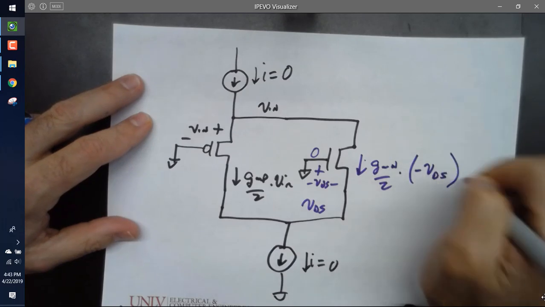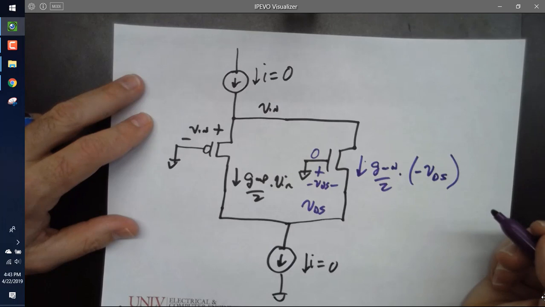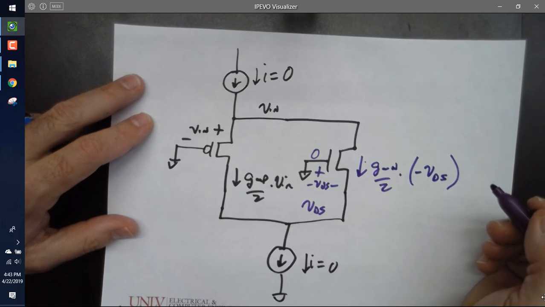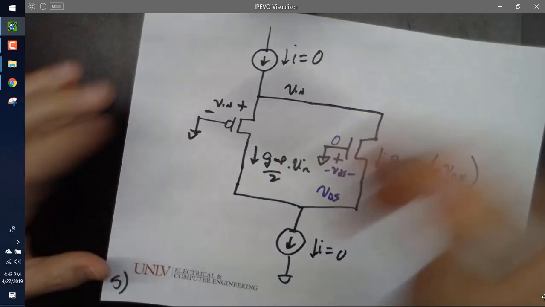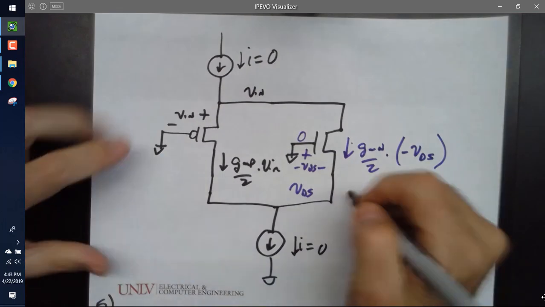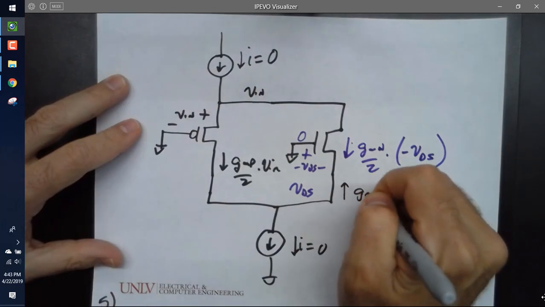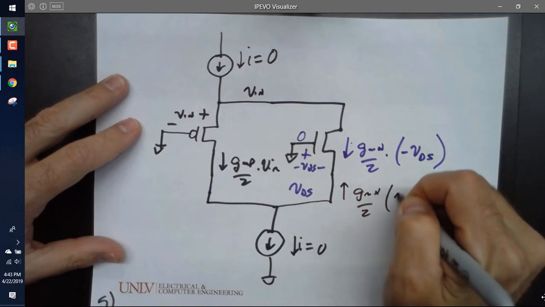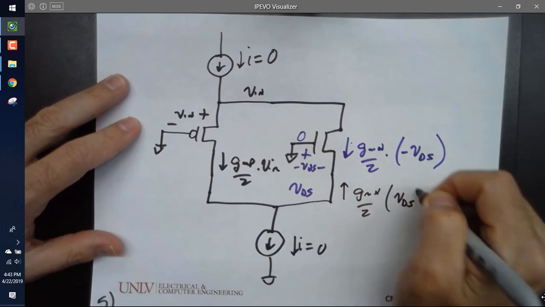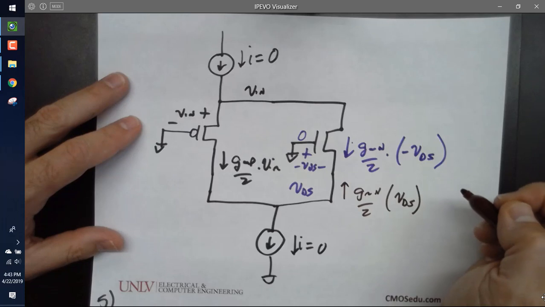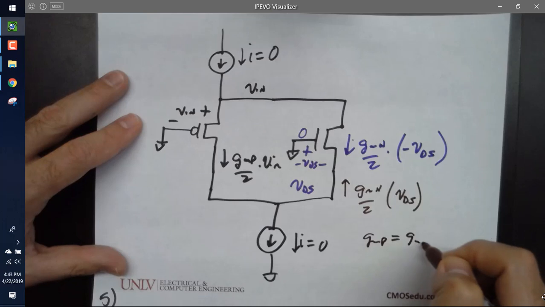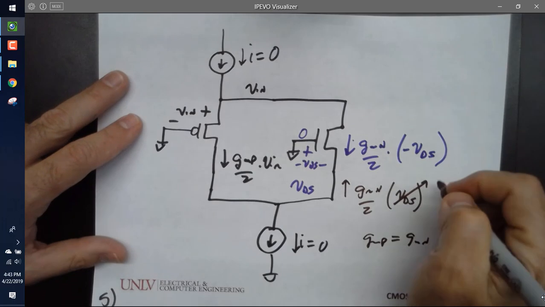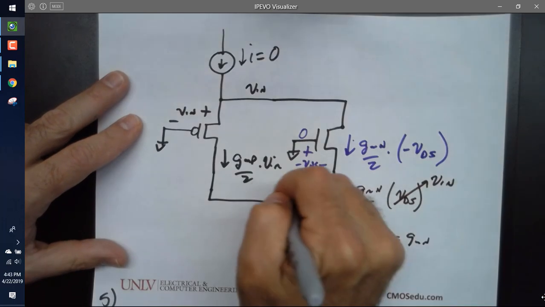Yeah, that's not a good thing. That says drain to source, but we know that's not what it means. All right? So, what does that mean? If I flip it around, that means there's a current here, which is GMN over 2 times VDS. And the only way that can be, if these are equal, GMP equals GMN, is if VDS equals VN.